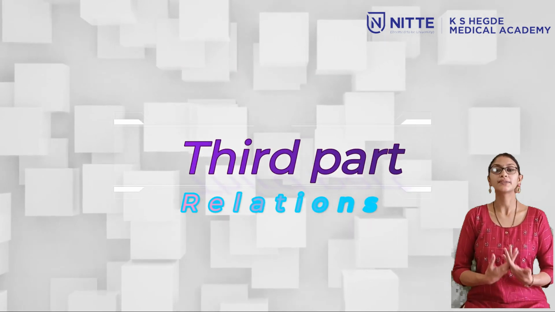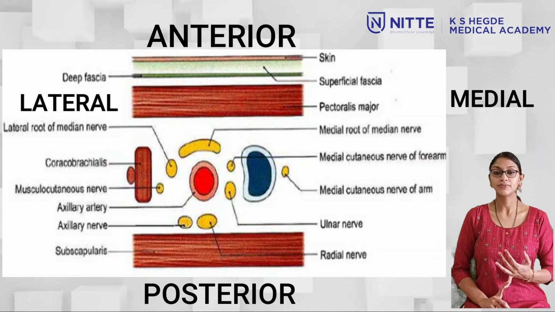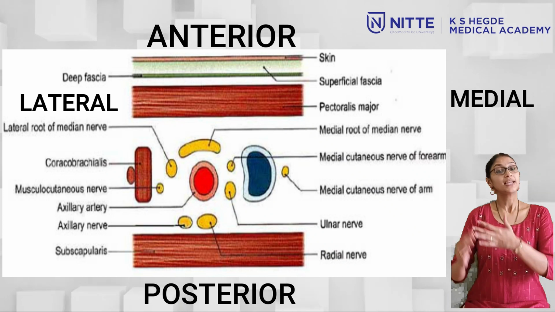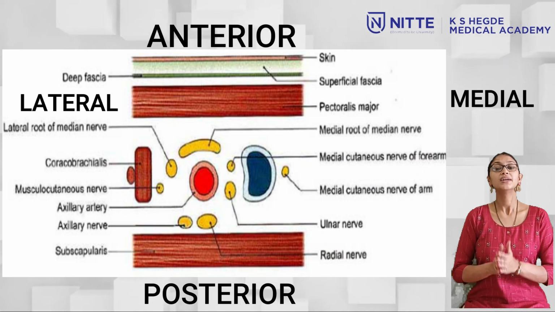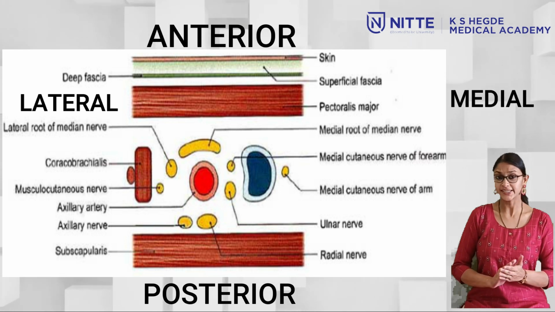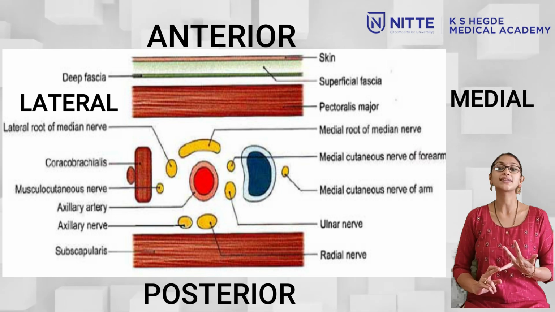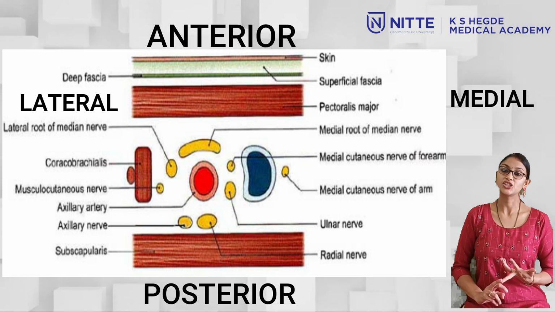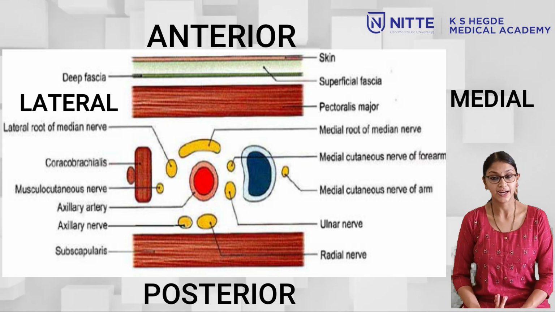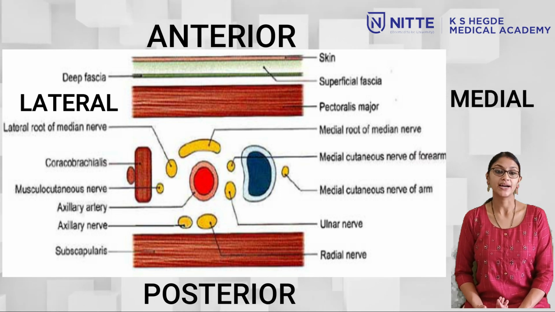Regarding the third part, the relations anteriorly are the pectoralis major muscle and the medial root of the median nerve. Medial relations will be the ulnar nerve and axillary nerve. Posteriorly, it is subscapularis, the latissimus dorsi muscle and the teres major muscle. Lateral relations of the third part of the axillary artery are the coracobrachialis muscle and biceps brachii.